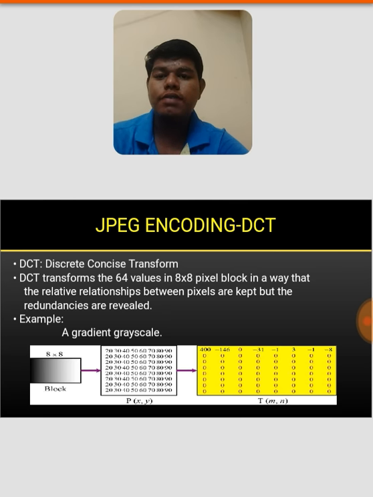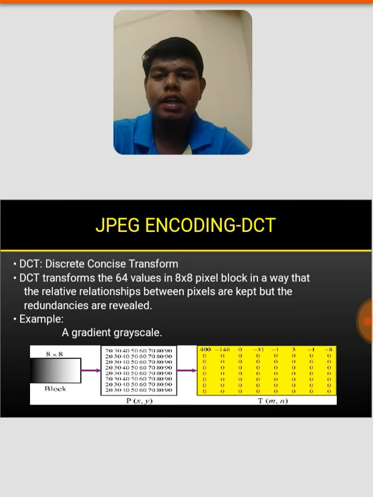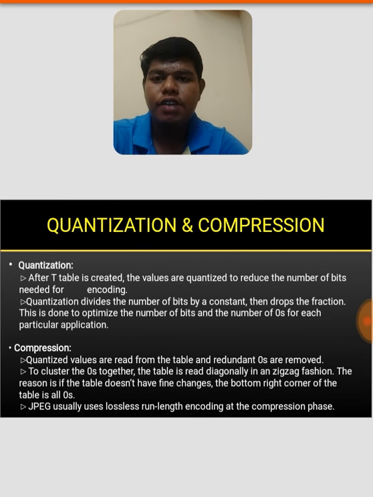The pixels are expressed in the form of an 8 by 8 matrix, that is 64 values, and then we find the redundancy and reveal that redundancy. And then quantizing. What is quantizing? Quantizing is nothing but reducing the number of bits needed for encoding. Reducing the number of bits means compressing; the main theme of compression is to reduce the bits.